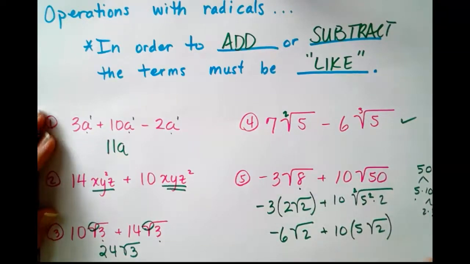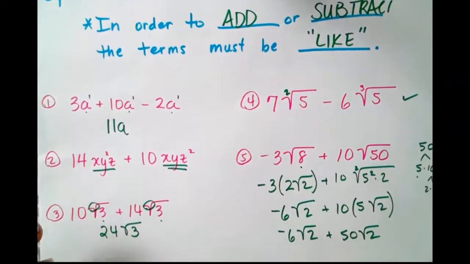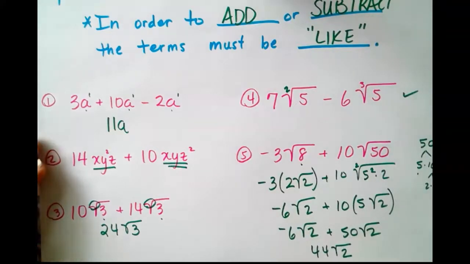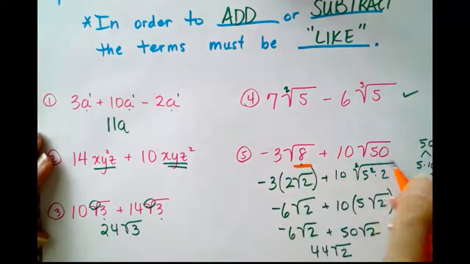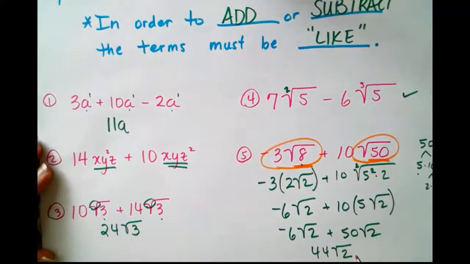So when we multiply here, we're going to end up with negative 6 root 2 plus 50 square roots of 2. And when we combine like terms here, negative 6 root 2 plus 50 root 2 is positive 44 root 2. So sometimes we are going to need to simplify the radicals first before we can add or subtract.